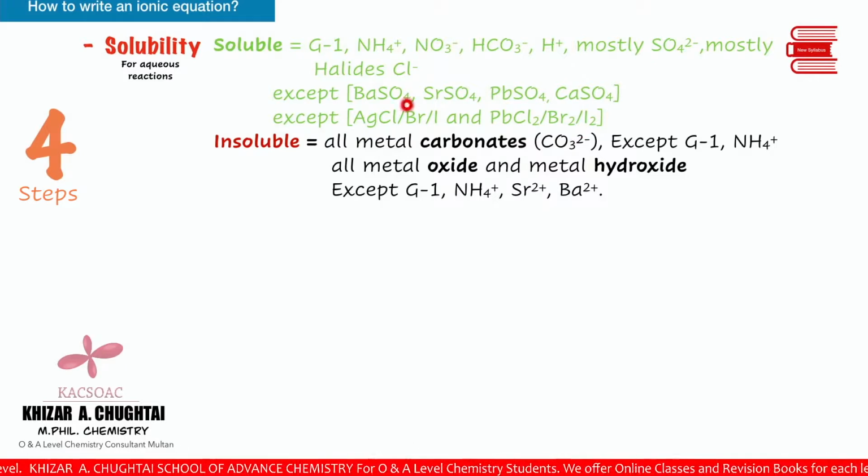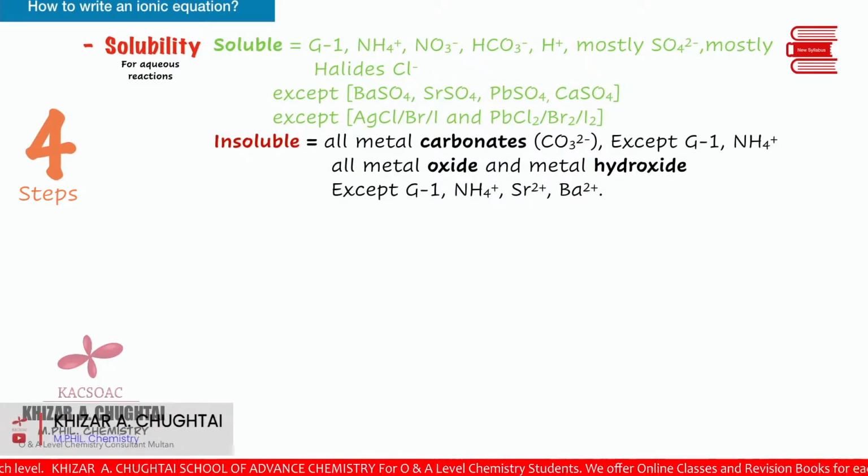Once again, barium sulfate, strontium sulfate, lead sulfate and calcium sulfate are supposed to be insoluble. AgCl, AgBr, AgI insoluble, PbCl2, PbBr2 or PbI2 again insoluble. The rest of all sulfate compounds are water soluble as far as the chemistry syllabus is concerned. The rest of all halide compounds having halide ions are water soluble.